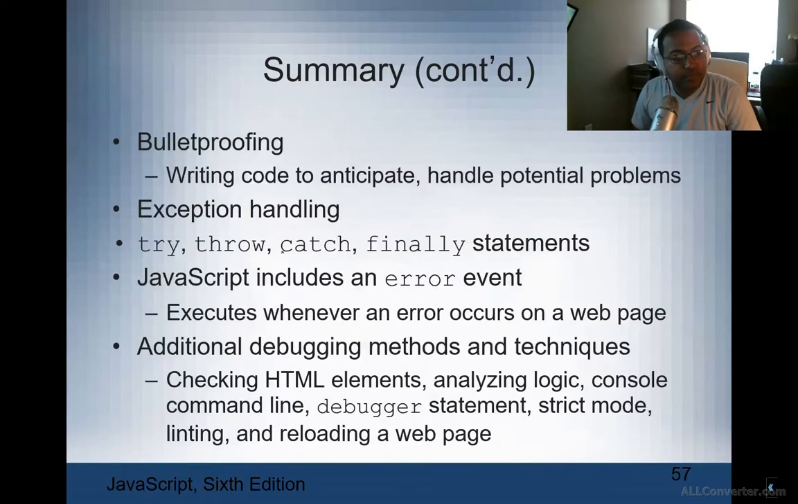Bulletproofing is writing code to anticipate and handle potential problems. You will always have errors. I'm not going to say 100% of the time, but probably 99% of the time you will run into an error in your code. Maybe you were coding for too long and you wrote the syntax incorrectly. Maybe you had a brain fart and your logic just isn't sound.